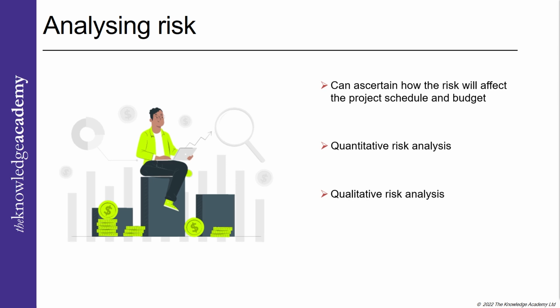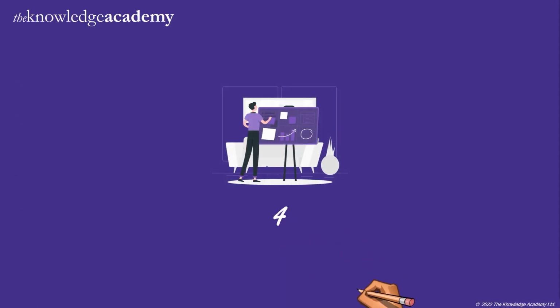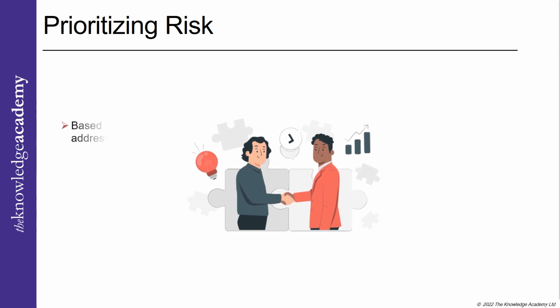In addition, the management sets a reserve for managing unidentified risks, usually between 5 to 10%. The project manager needs to get the approval of the management to use this reserve. Phase 4. Prioritizing risk.